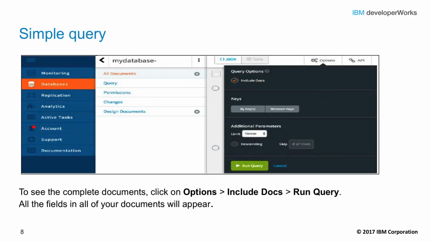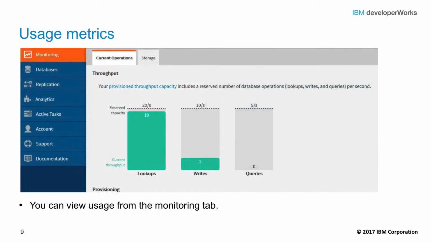You can make a simple query from the web UI just by clicking on Options and then selecting Include Documents and then Run Query. This will return the documents and will show all the fields in the documents. You can also view the usage metrics in real time using the Monitoring tab.